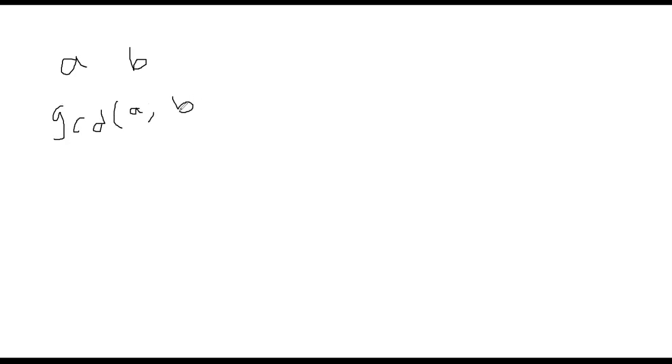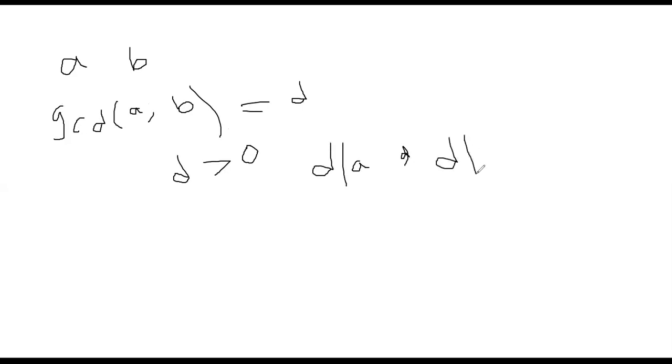What are the properties? The number D is, of course, an integer, okay? D has to be a number greater than zero, right? That's the largest part, and it has to divide both A and B, okay? So these are the conditions. It has to divide both A and B.